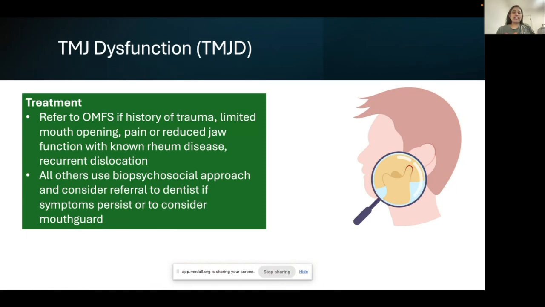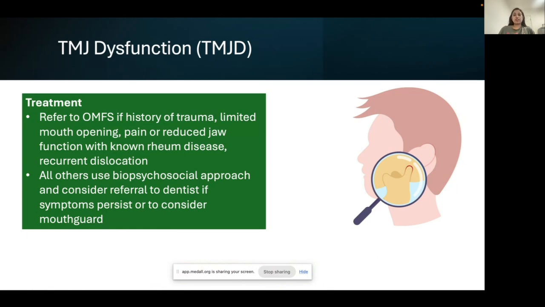So if there is history of trauma, limited mouth opening or locking, pain or reduced jaw function with known rheumatic disease or recurrent dislocations, they should be referred to MaxVax straight away. There are really nice guidelines on this, actually, which are worth looking at if you ever see a patient with this. All other people need a biopsychosocial approach.